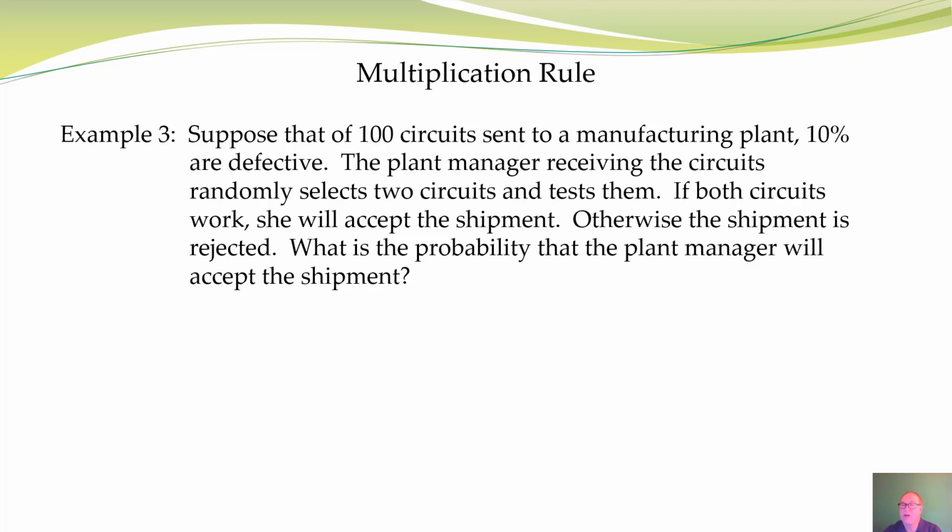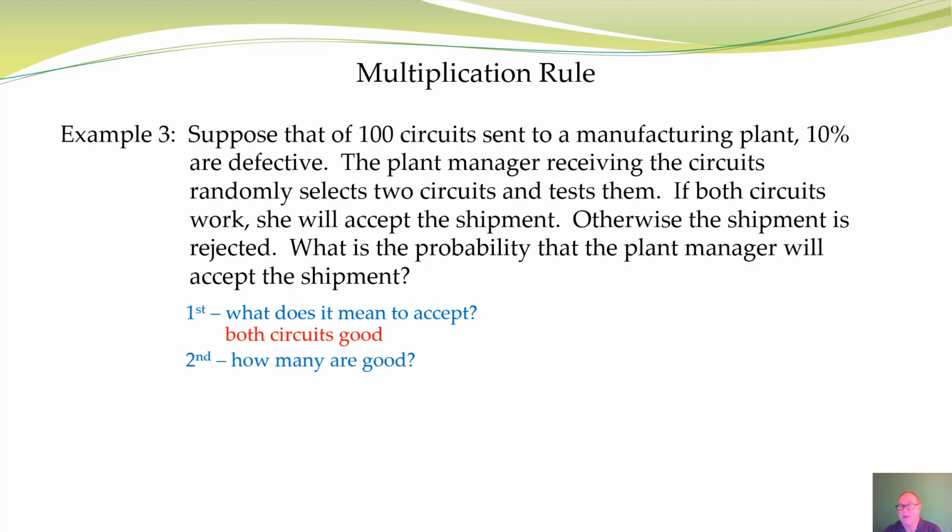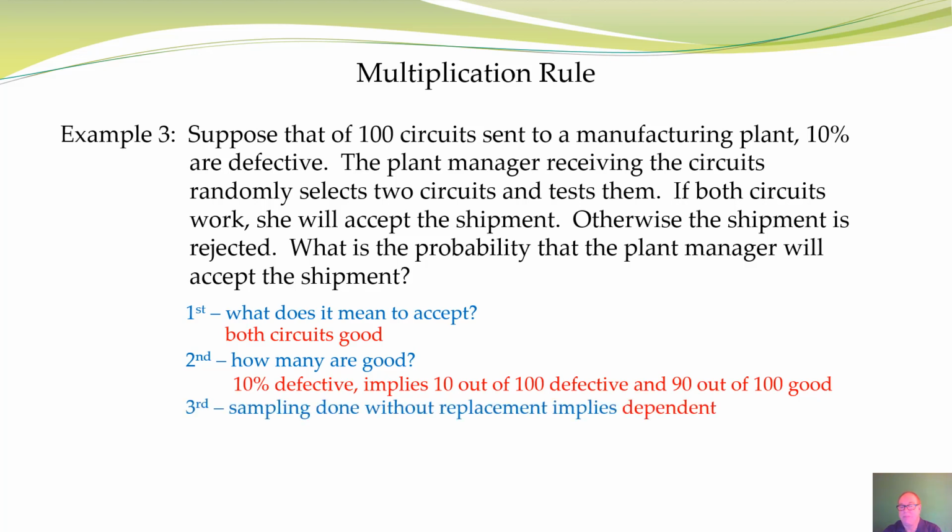Okay, so now we want to check the circuits. So what's happening? First, what does it mean to accept? It means that both circuits are good. Second, how many are good? Well, 10% are defective, so that means 10 out of 100 are defective and 90 out of the 100 are good. Third, sampling done without replacement implies dependent.